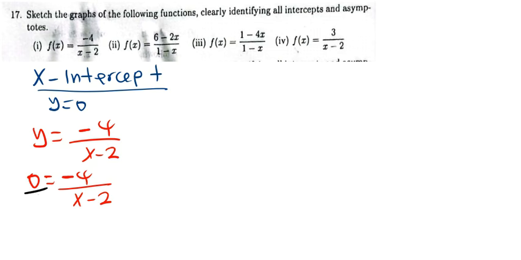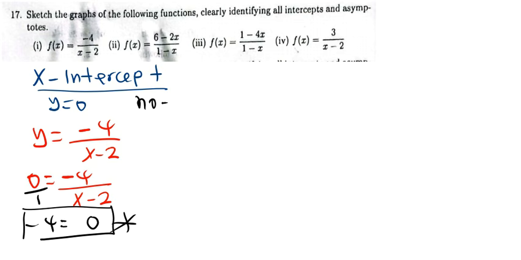Here there is divided by 1. If I cross multiply, I'll have negative 4 is equal to 0, because 0 times everything here is going to be 0. Once I come across this situation, negative 4 is equal to 0, it's not true. Again, x is not existing there. There is no x here. Therefore, for this function, we have got no x-intercept. So you say no x-intercept.